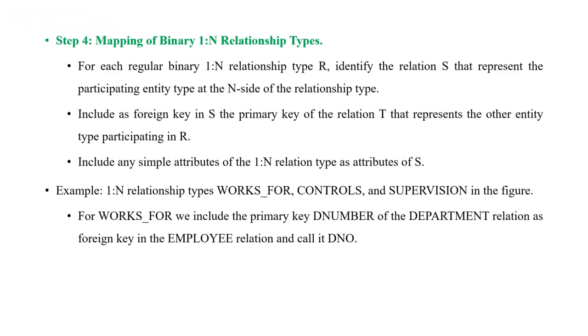So that is what we call a 1:n relationship type, our mapping of a binary 1:n relationship type.